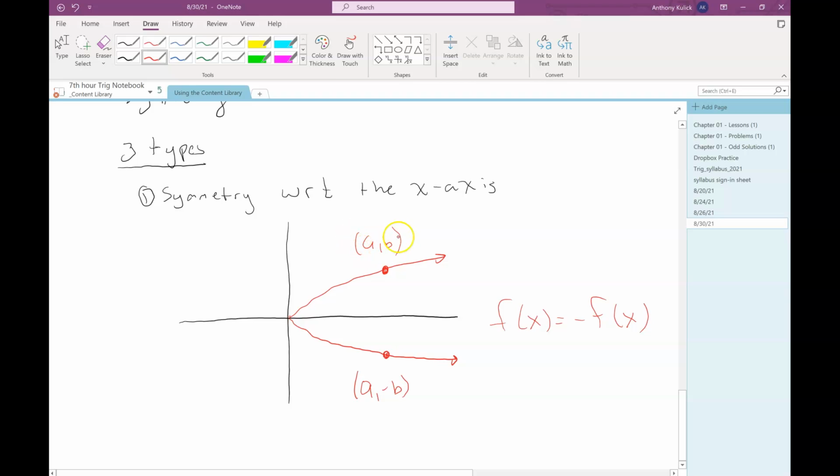Because f of a is b and also negative b. That's all we're kind of saying there with our example. What do you notice about graphs with this kind of symmetry? Are they functions? No. Why not? Vertical line test. They fail a vertical line test. As a result, do you think we're going to see a lot of things that have this kind of symmetry?